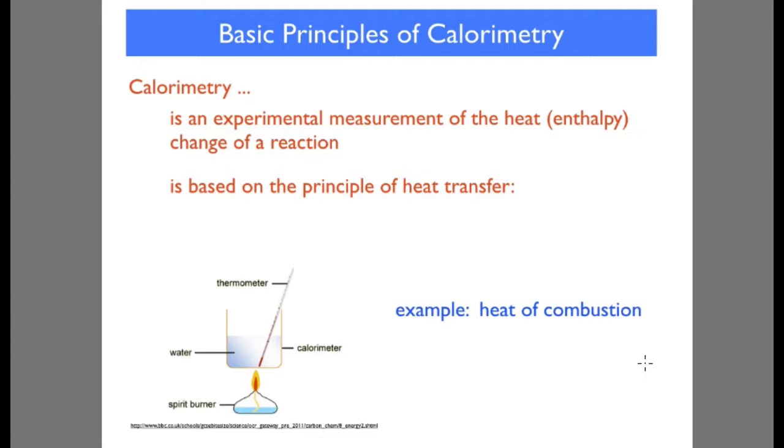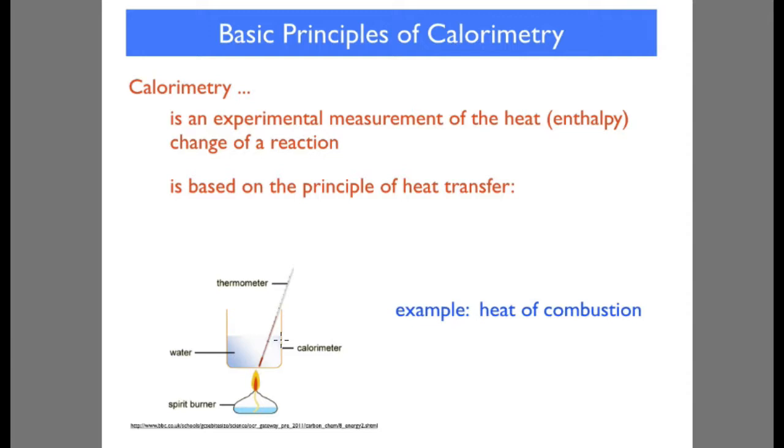Calorimetry. Calorimetry is an experimental measurement of heat enthalpy change of a reaction. It's based on the principle of heat transfer. So you see here, you've got a spirit burner and it's burning some, probably ethanol. The heat produced in this reaction is heating the surroundings here, which in this case would be water. And you call this the calorimeter. And this would be the heat of combustion.